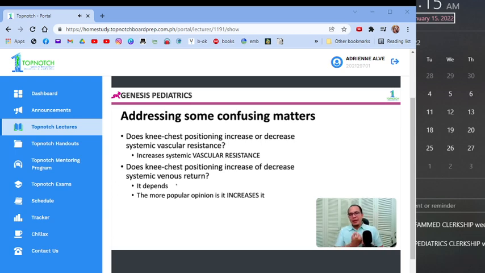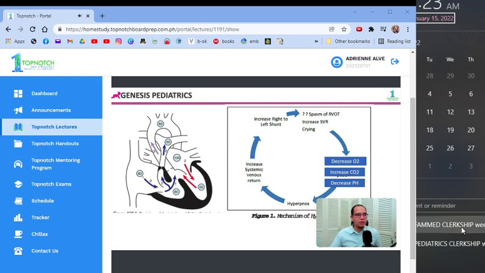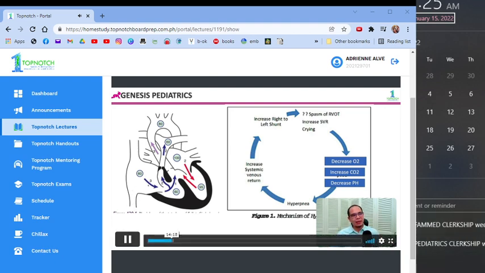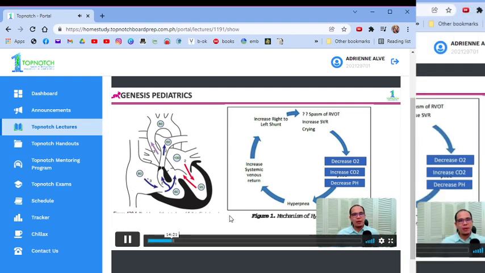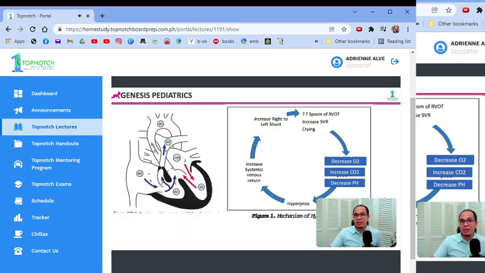Okay? Isipin nyo, pag nag-knee chest ka, di ba? Isipin mo may hose ka. Pag pinindot mo yung hose, anong mangyayari? Initially, dadami yung blood flow. Okay? So, balik tayo sa illustration na. So, ito yan. Dito yung systemic venous return. Pag nag-knee chest ka, initially dadami yan. Tataas yan. Okay? But, eventually, dahil ipit na yung mga vessels mo, yung blood going back to the heart, babagal din siya. Magdi-decrease siya. Tama?